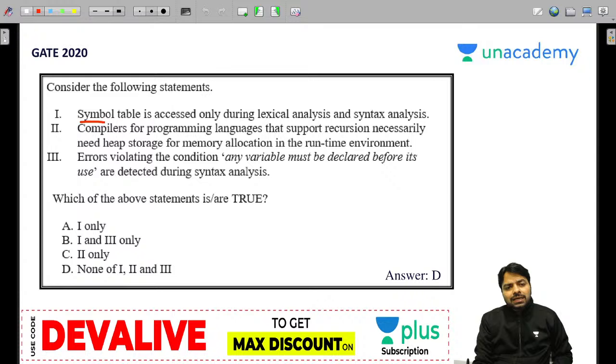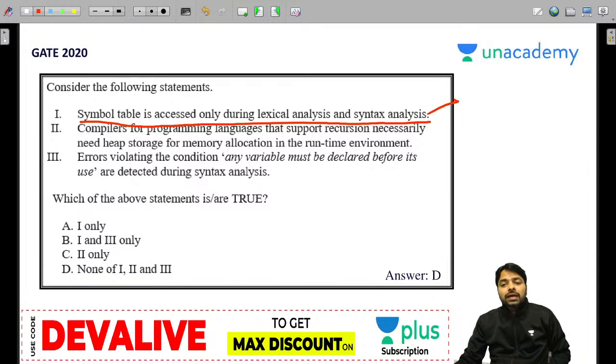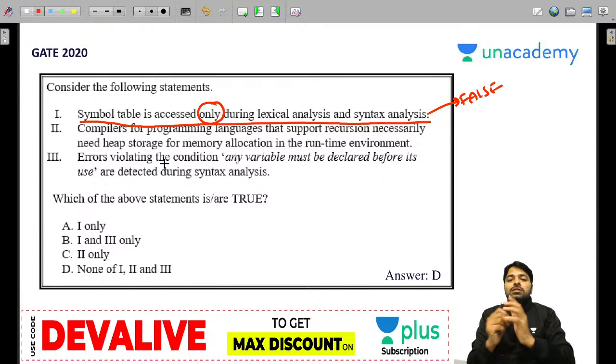The symbol table is accessed only during lexical analysis. Is that wrong? The reason is that other phases can also access it. Here the word "only" is there. If "only" is not there, yes, it is true. That word is enough to make it either true or false. Remember guys, if "only" is there, false. If "only" is not there, it is true, because the symbol table is accessed during lexical analysis, but "only" is wrong because other phases can also access it.